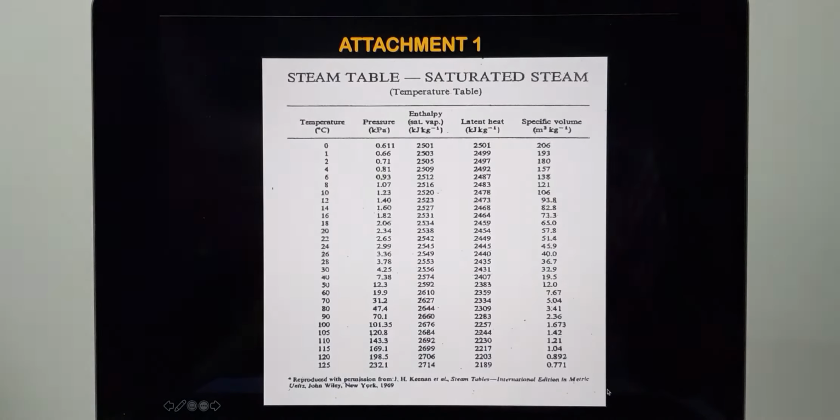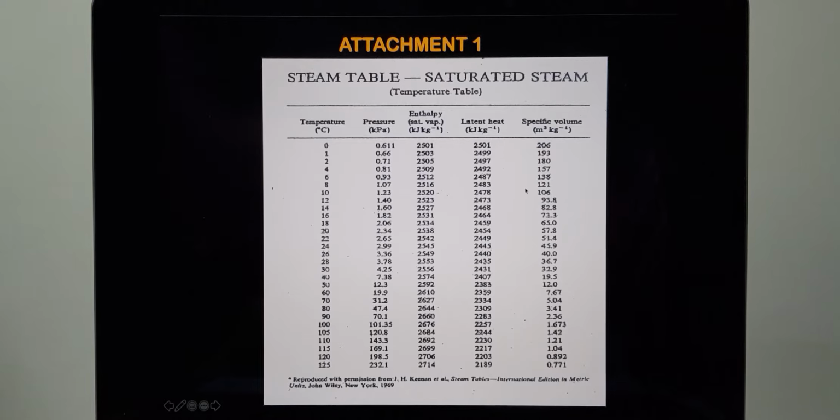So if the question asks you to calculate the saturated liquid by using this steam table, then what you need to do is subtract the latent heat from the saturated vapor Hg. That is, this third column minus the fourth column.